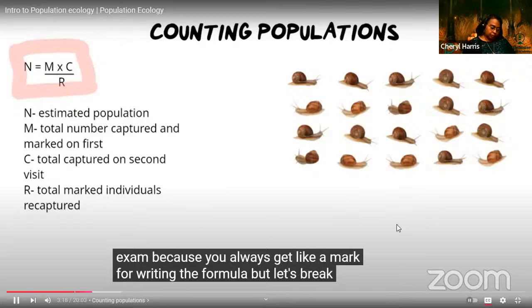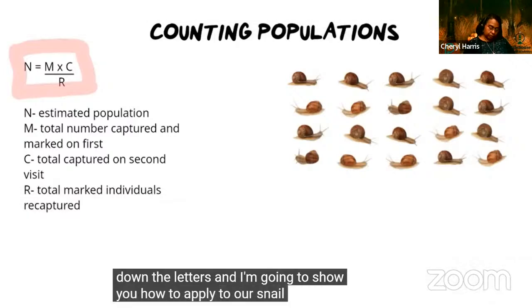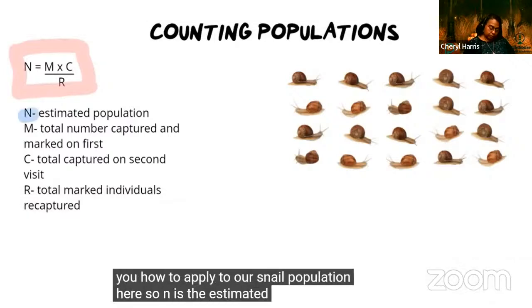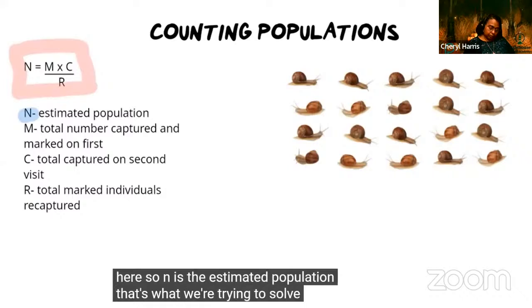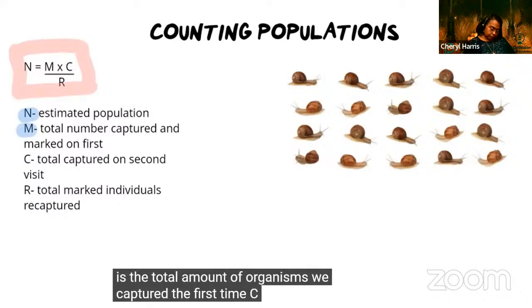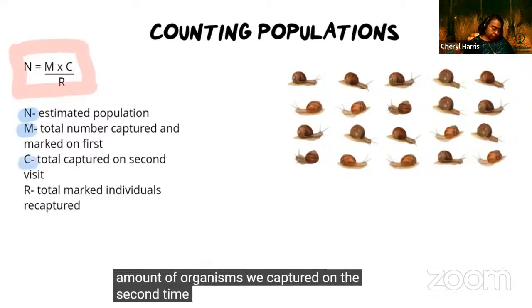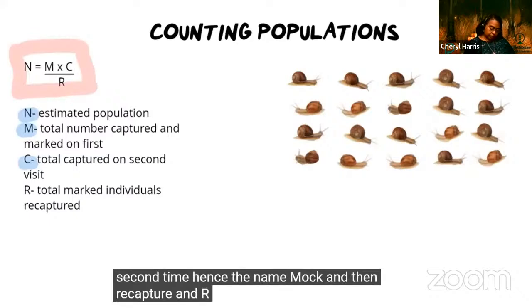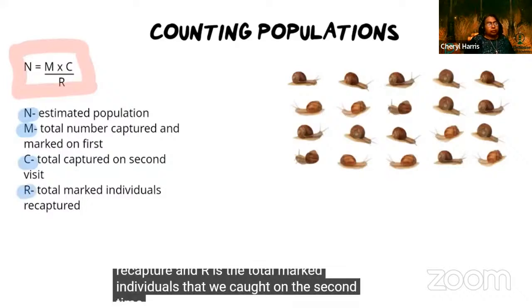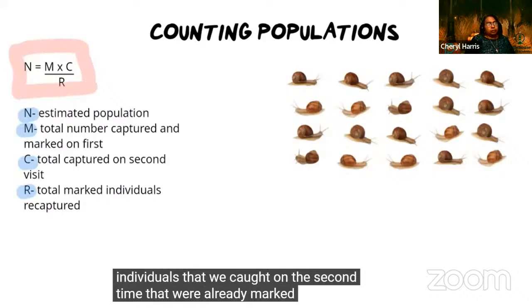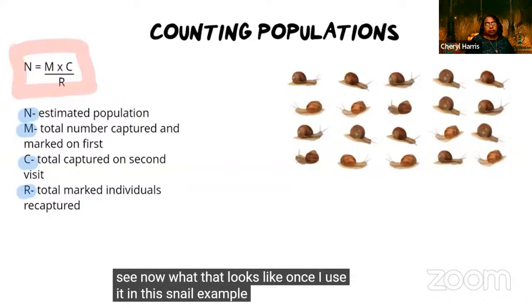But let's break down the letters, and I'm going to show you how to apply it to our snail population here. So N is the estimated population. That's what we're trying to solve for. M is the total amount of organisms we captured the first time. C is the total amount of organisms we captured on the second time, hence the name mark and then recapture. And R is the total marked individuals that we caught on the second time that were already marked. And you'll see now what that looks like once I use it in this snail example.